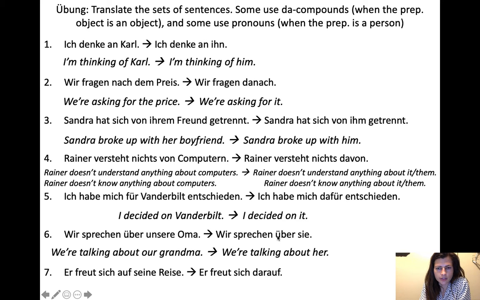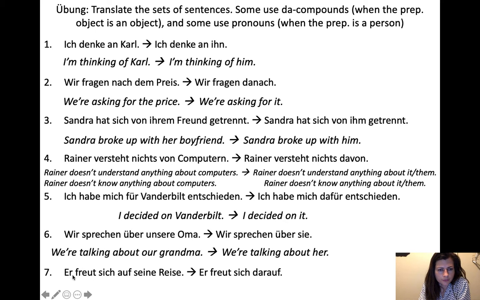Über takes the accusative here. So whenever über means about as a preposition, it takes the accusative. So wir sprechen über sie. We're talking about her. So we're not going to use a da compound because that's only for objects and concepts. But for people, we want to use our normal preposition with a normal pronoun.